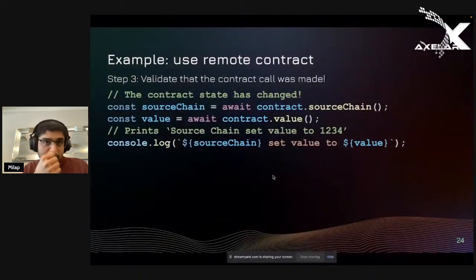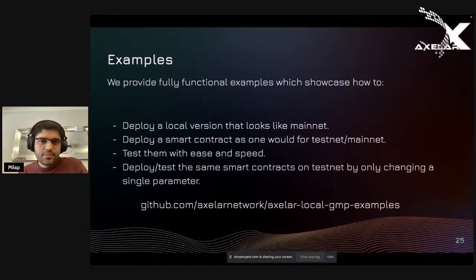All right, so the contract was made and the payload was received. Now let's take a look at the example. This functionality for message passing is already sort of available. While you can do this locally, it's already available on our testnet and mainnet, and you can deploy this pretty quickly. You can find some example applications in this repo. It's called Axelar local GMP examples.